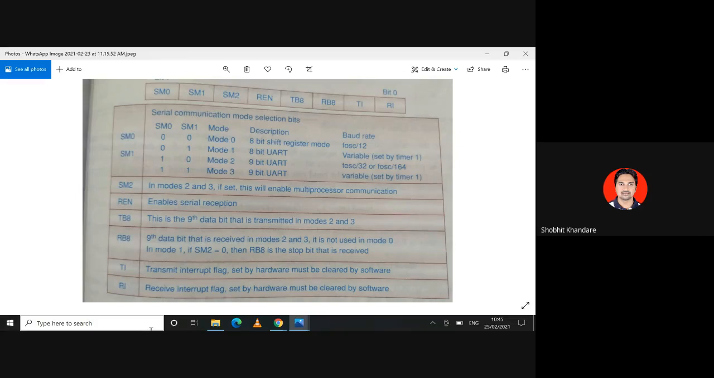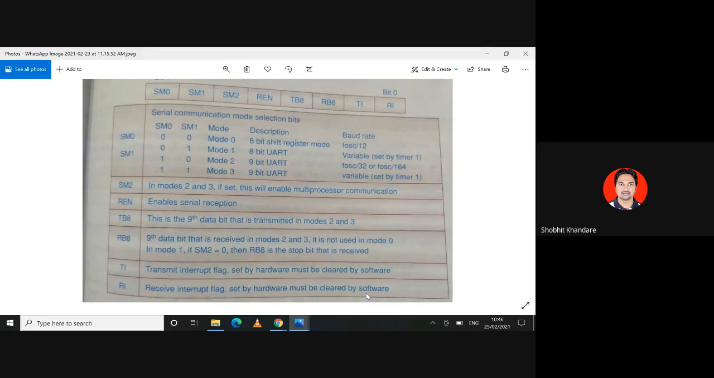Now all of you pay attention. We will go one by one. We will start from LSB. This is RI. So RI is what? Receive interrupt flag, set by hardware and must be cleared by software.